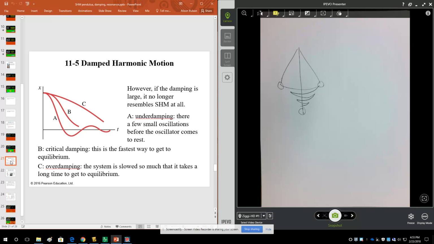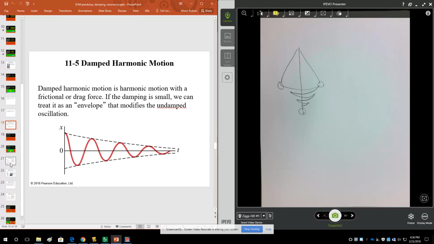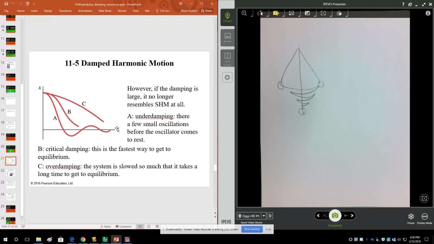In line A of this graph, we have underdamping. So the object is sort of allowed by friction to oscillate a few times before the oscillator comes to rest. It's almost like the envelope here, but where the envelope is super steep. B is critical damping. So that's like sort of the perfect amount of friction, where the thing doesn't even undergo a single oscillation. It just kind of curves down to x equals 0 in the shortest time possible.